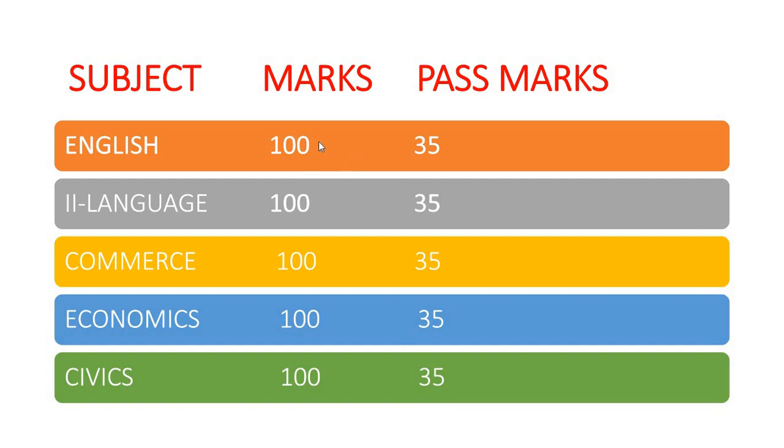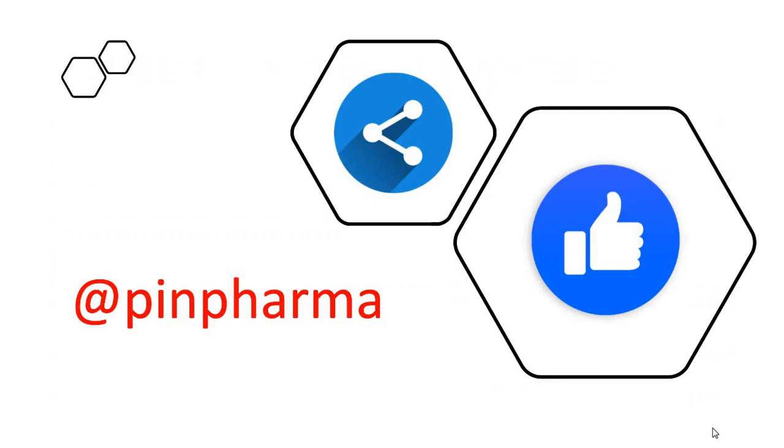You count all these marks, 100, 200, 300, 400, 500. So this is for first year, and second year is also the same. There is no practical for CEC students. So this is about marks distribution.